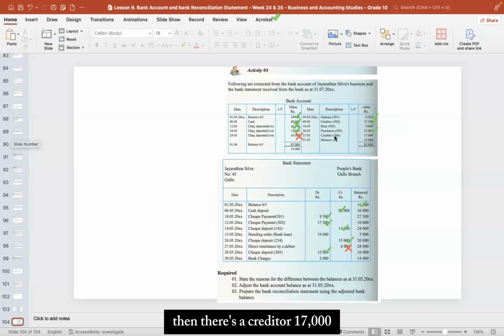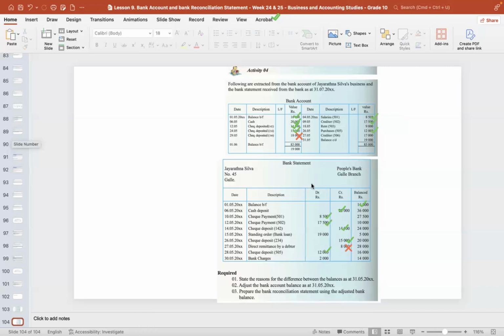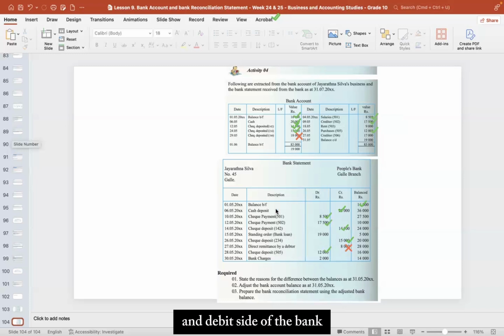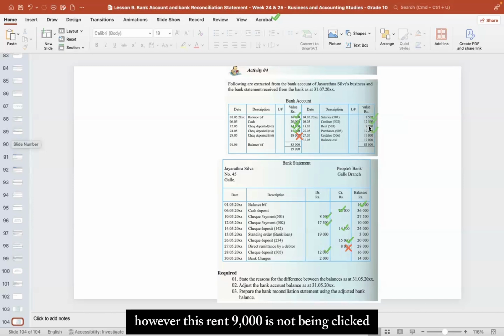Then there is a creditor 17,000, that is also not being recorded here. Okay. Now let's check the credit side of the bank account and debit side of the bank statement for the last time. If you look at here, these three items 8,500, 7,500, and 12,000, these are ticked. However, this rent 9,000 is not being ticked. Creditors 17,000 is not being ticked here.